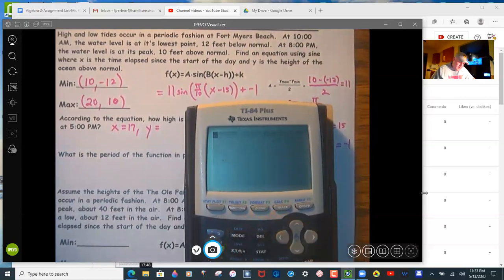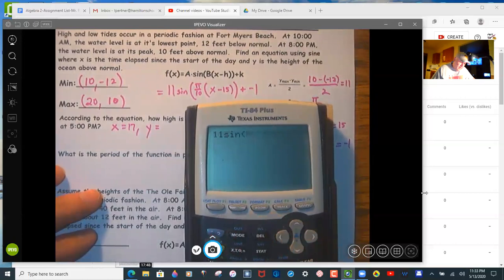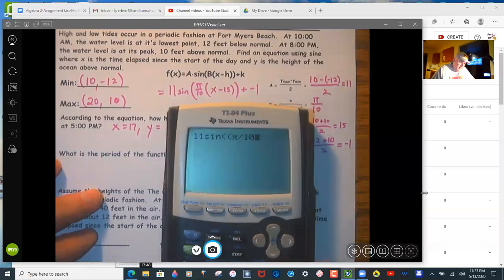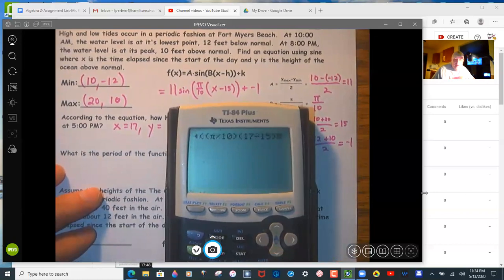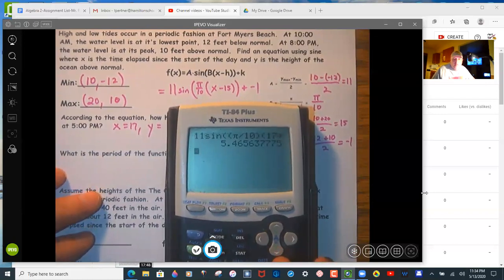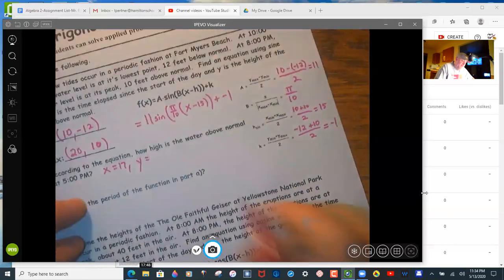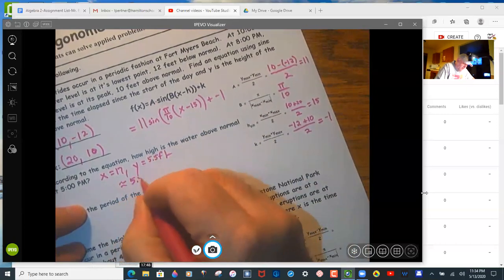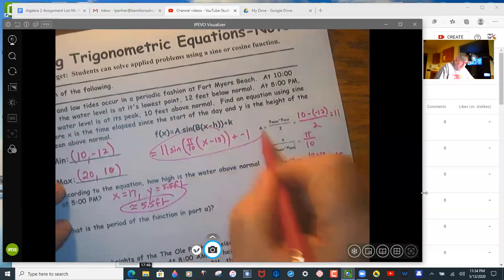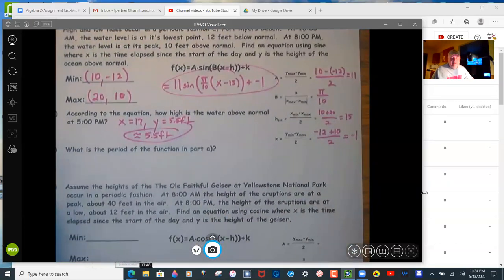All right, so 11 sine of, okay, now we need to do a separate set of parentheses over 10 for the pi over 10, like that. And now x is 17 minus 15. And another right parenthesis plus negative 1. And then that will reveal the 5.5 feet that we need, rounded, of course. So 5.5 feet. You get the idea? We did a lot of these in the last assignment. Hopefully this won't be as challenging as it looks.